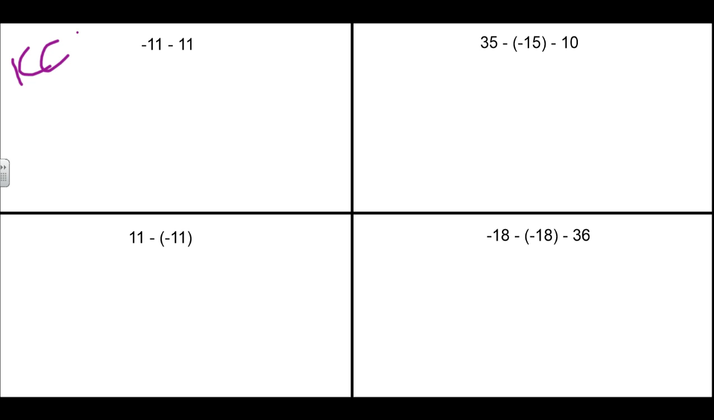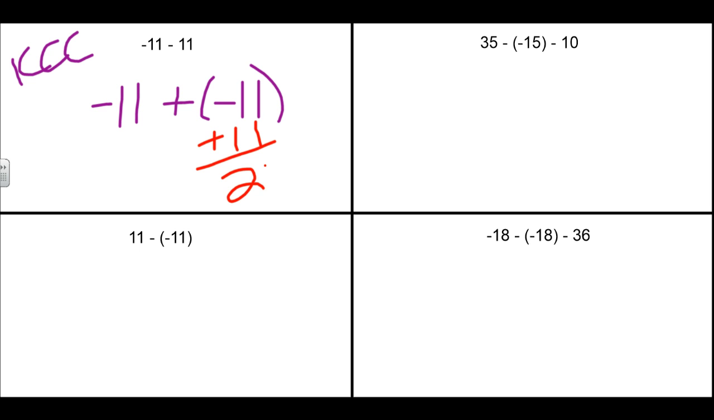So as with all of the other ones that we've done, negative 11 minus 11 is the same as negative 11 plus the opposite of 11, or negative 11. These two numbers have the same signs, so we add their absolute values when we add them together. They're both negatives, so the sum is negative 22. Thus, negative 11 minus 11 is negative 22.